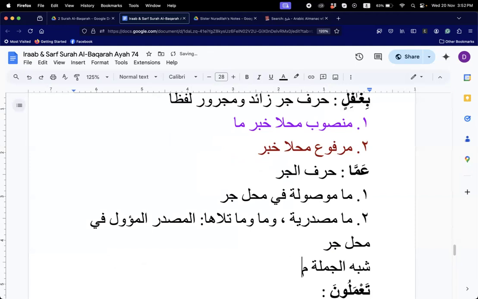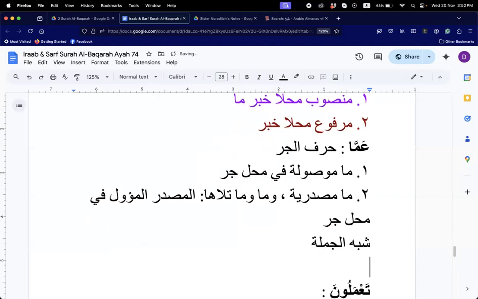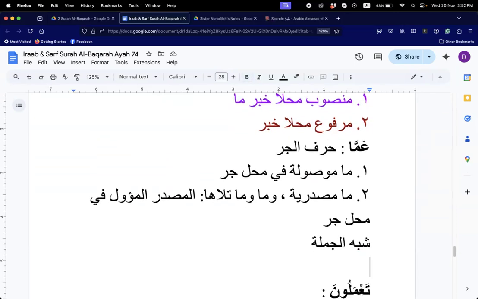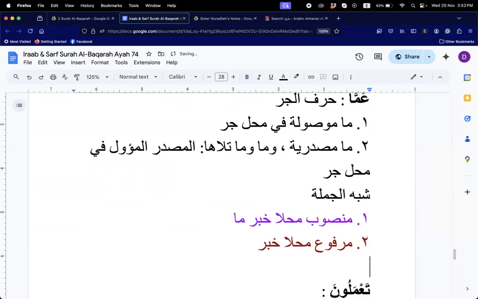Basically, yes. So again, we will have two, because for the raw fi'l itself, we have mansub mahalan and marfu mahalan. Yes, it's the khobar ma and khobar itself. So same thing, muta'alliq bil khobar ma or muta'alliq bil just khobar. Get it? Okay, so whatever you say there, you say it here basically.